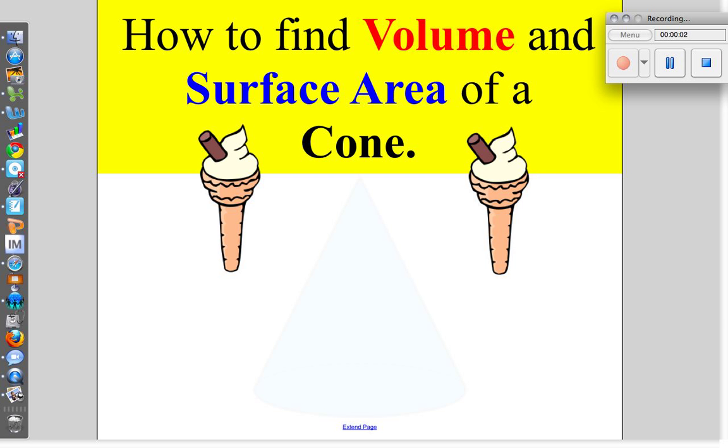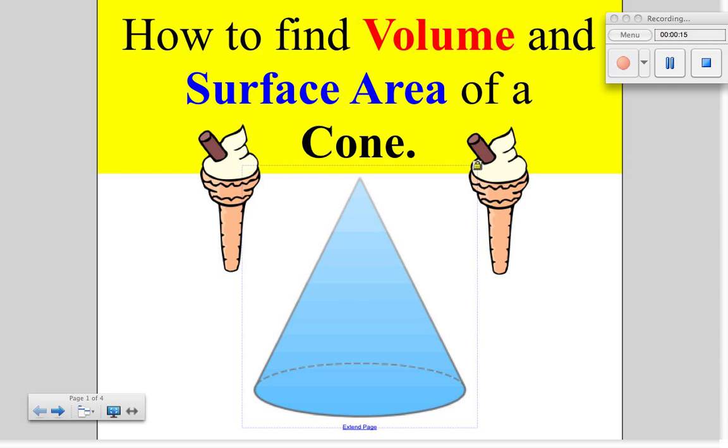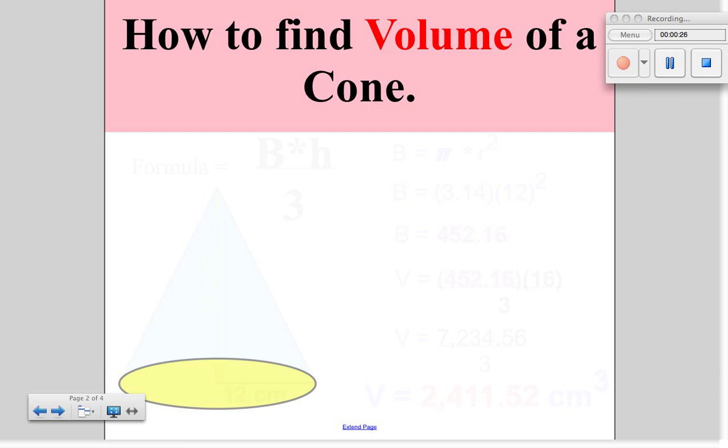Today we are going to talk about how to find the volume and surface area of a cone. Well, those look delicious, but we're not exactly talking about an ice cream cone, but similar. A cone is something that looks similar to this. So we are going to look at how to find the volume and the surface area of a cone such as this. As always, let's first start with the volume.